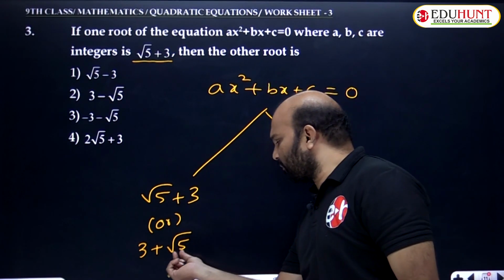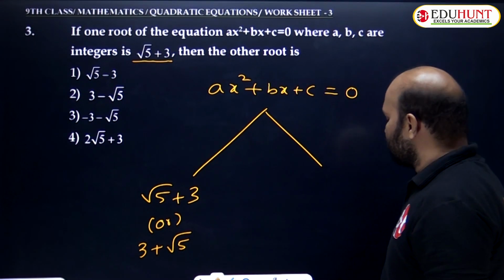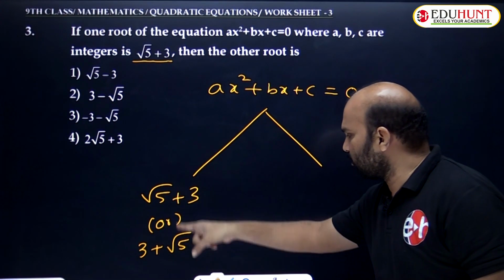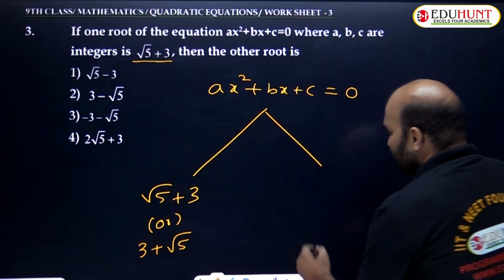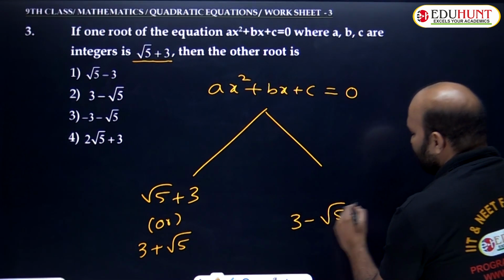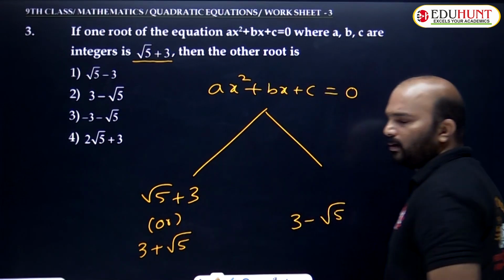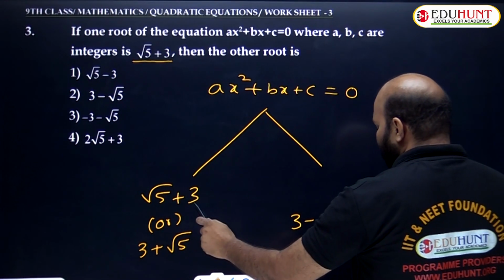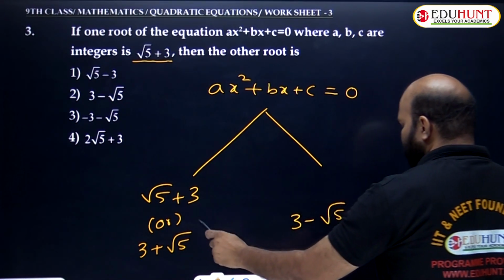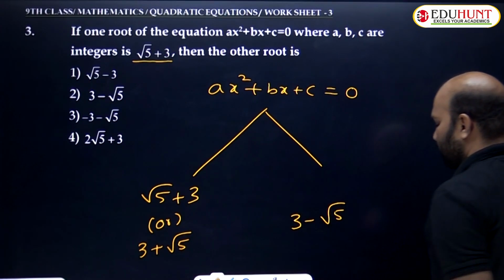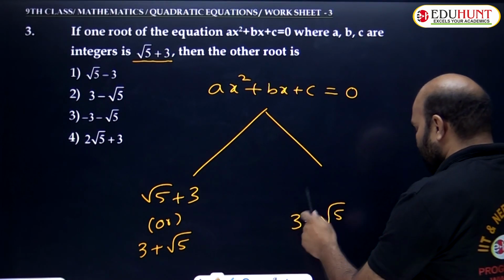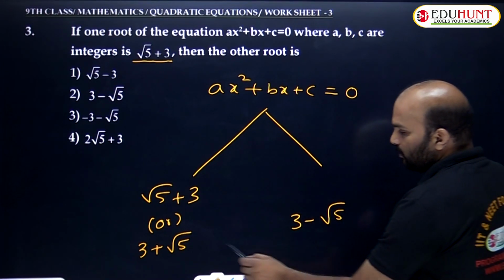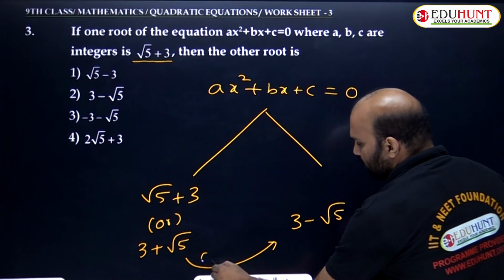So in that, root 5 is the irrational part. Am I clear? So clearly we need to notice that one root of the quadratic equation is 3 plus root 5. The other root is 3 minus root 5. The minus sign is only applicable for the irrational part. So one root of the quadratic equation is 3 plus root 5, then the other is its conjugate, 3 minus root 5. So this is the conjugate part. Okay na?